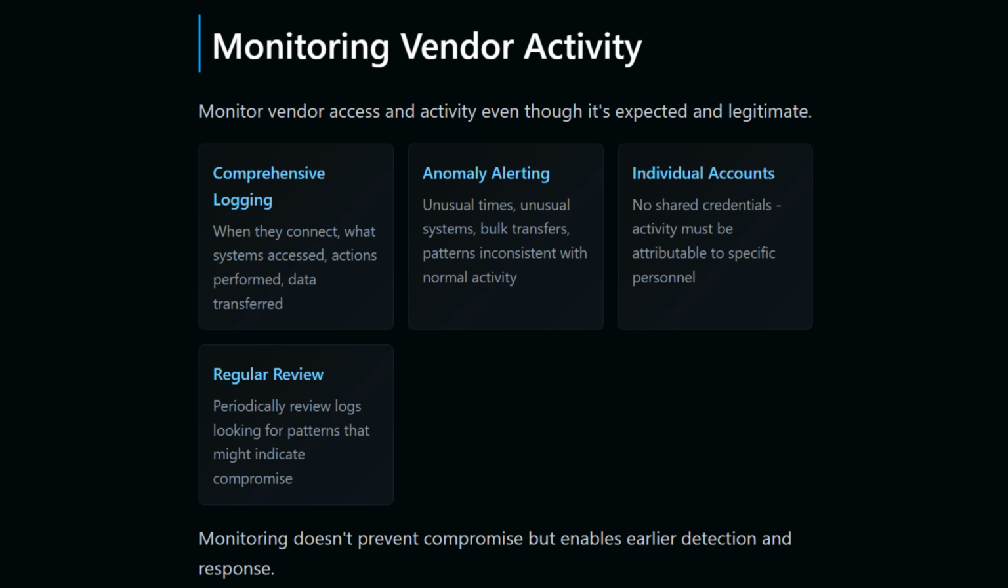Monitor vendor access and activity even though it's expected and legitimate. Log all vendor connections. Alert on anomalous vendor behavior. Require vendors to use individual accounts rather than shared credentials. Never share passwords and usernames. Regularly review vendor activity logs looking for patterns that might indicate compromise even if they didn't trigger automatic alerts. Monitoring does not prevent compromise, but it enables earlier detection and response.